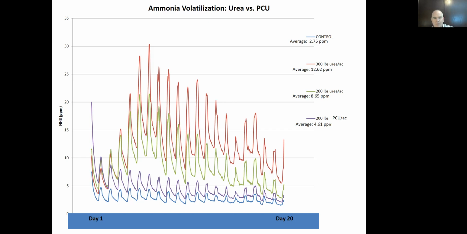So this is good. And by the way, this stuff was watered into the soil. This was not sitting out on top on a hot, humid day. This is just kind of normal. If we would have made it hotter and more humid and windier and left the nitrogen on top, these spikes would have been much, much higher. But even with good management practices like this, we see an advantage for polymer coated urea.